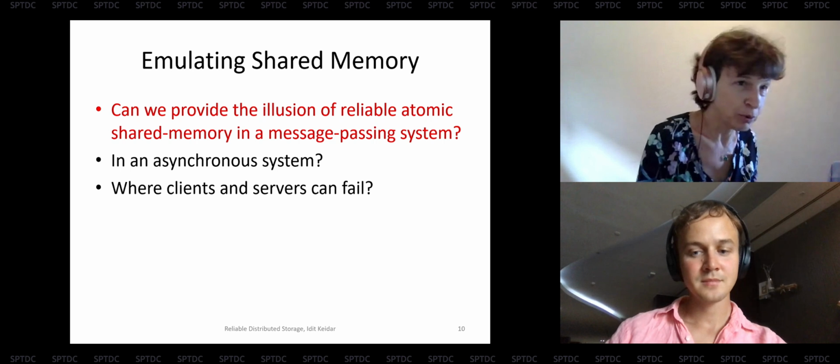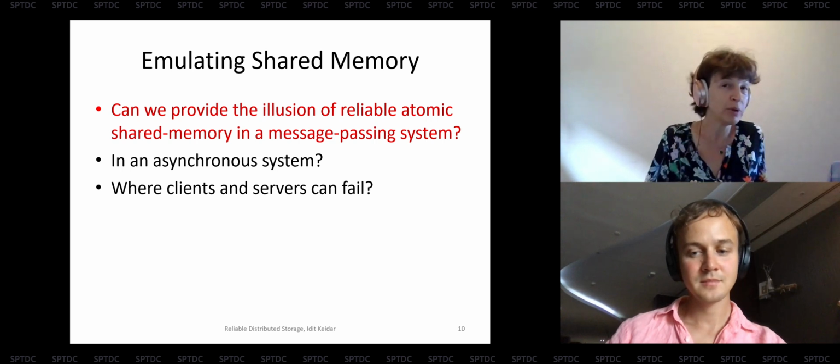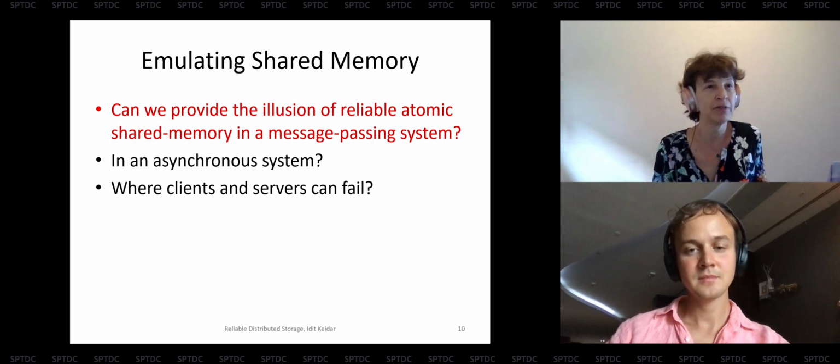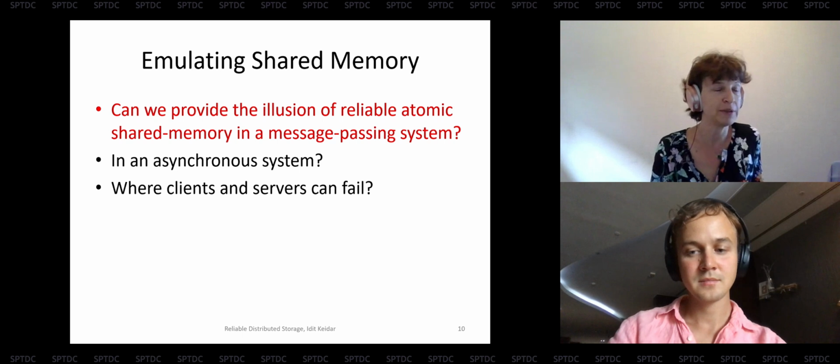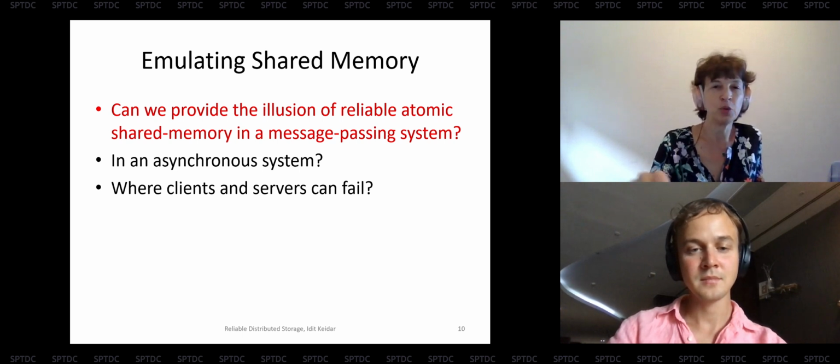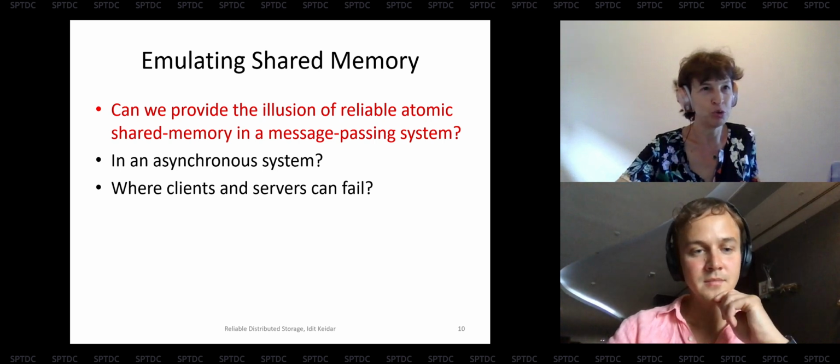But what I'm going to show today, which might surprise you, is that if we want a weaker type of shared memory that is not as strong as consensus, we actually can do it in an asynchronous message passing system. So that's what I'm going to move on to show now.